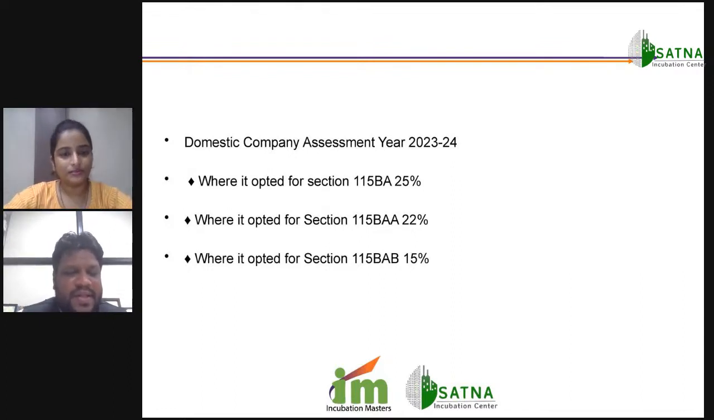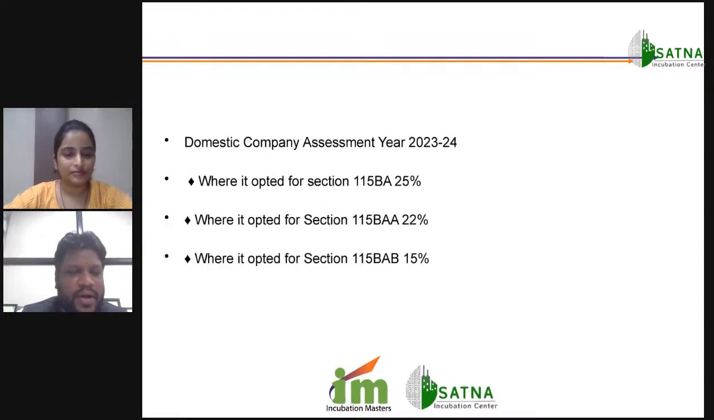And if the business income is 1 crore and above, then the surcharge rate will be 7%. If it is 1 to 10 crore, then 7%. And if it is beyond 10 crore, then the surcharge will be 12%. So these are the tax criteria. It is very clearly defined.